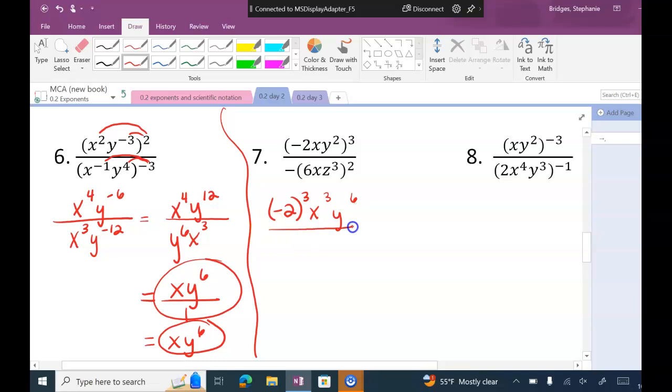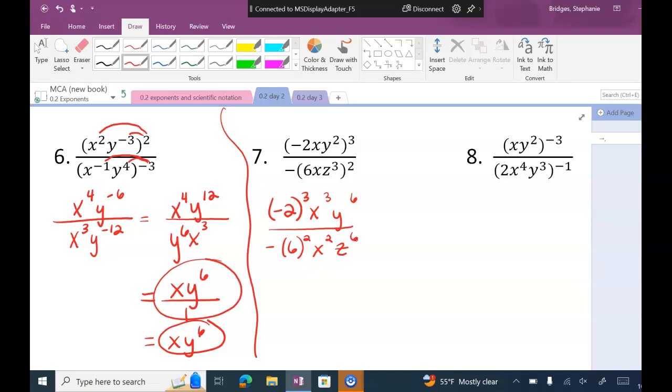Okay. Now, at the bottom, my negative is on the outside, so it does not go in the parentheses. That 6 is going to be squared. X is squared, and I get z to the 6th. So far? So good. Maybe if my computer catches up.